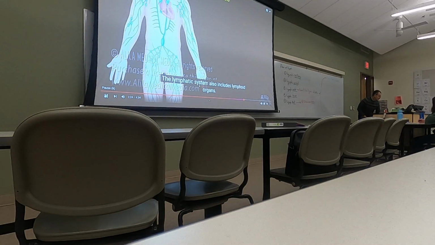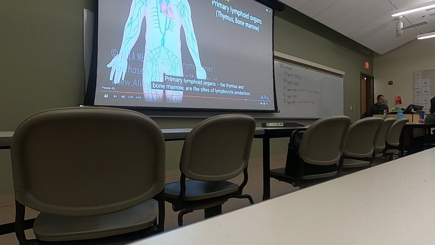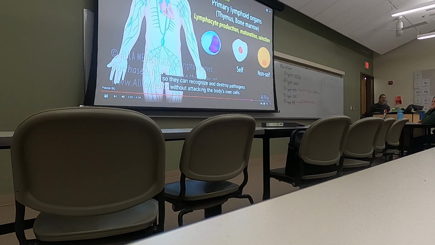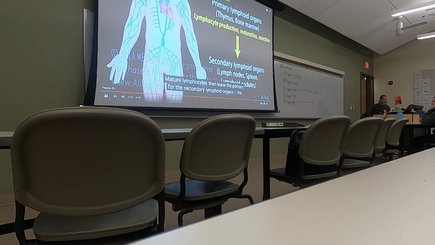The lymphatic system also includes lymphoid organs. Primary lymphoid organs, the thymus and bone marrow, are the sites of lymphocyte production, maturation, and selection. Selection is the process in which lymphocytes learn to distinguish between self and non-self. We'll do that next week. So they can recognize and destroy pathogens without attacking the body's own cells. Mature lymphocytes then leave the primary for the secondary lymphoid organs, the lymph nodes, spleen, and lymphoid nodules, where they encounter pathogens and become activated.